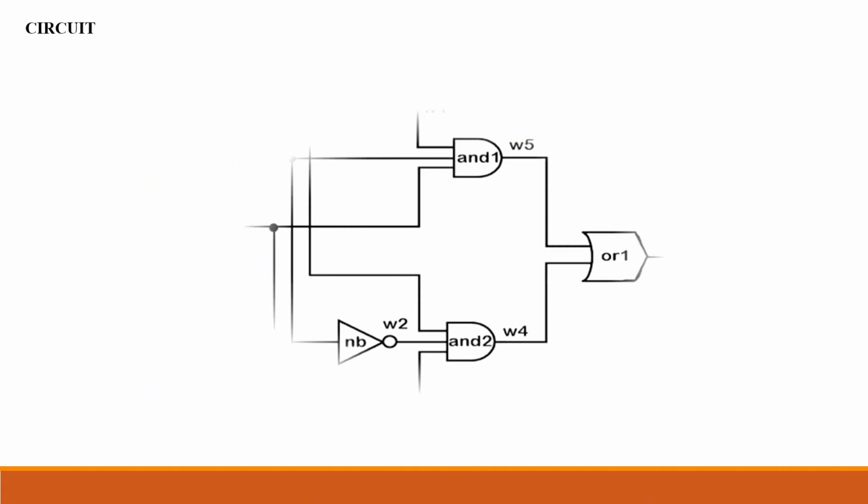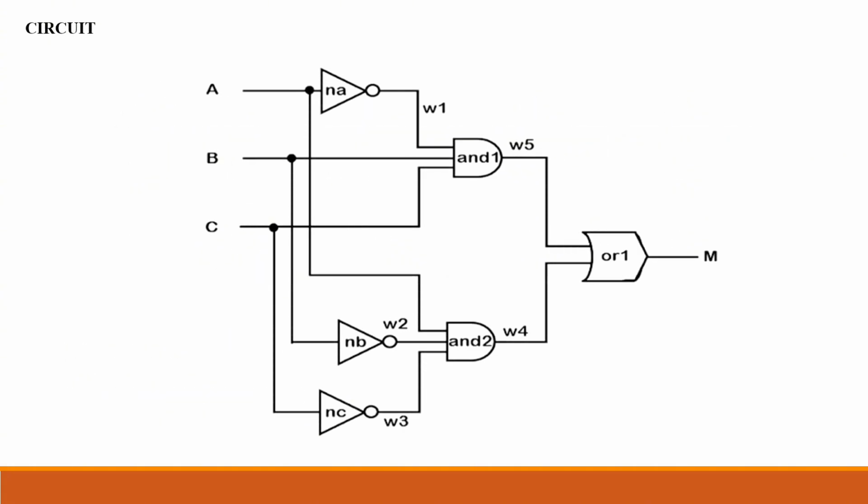Now, moving on to the circuit, we have inputs A, B, C, 3 NOT gates, 2 AND gates, and 1 OR gate with the output M. Each are connected to one another to their corresponding gates following the Boolean expression, and we shall move on to the Verilog code.